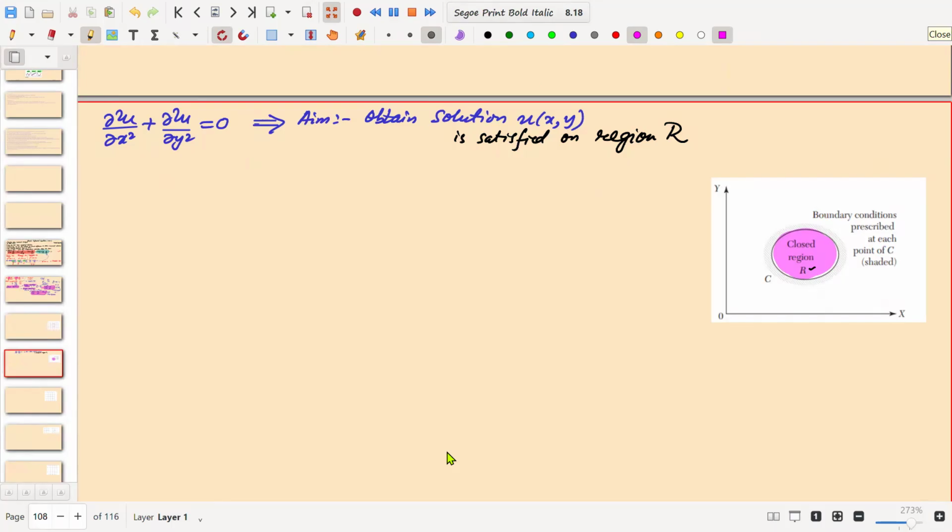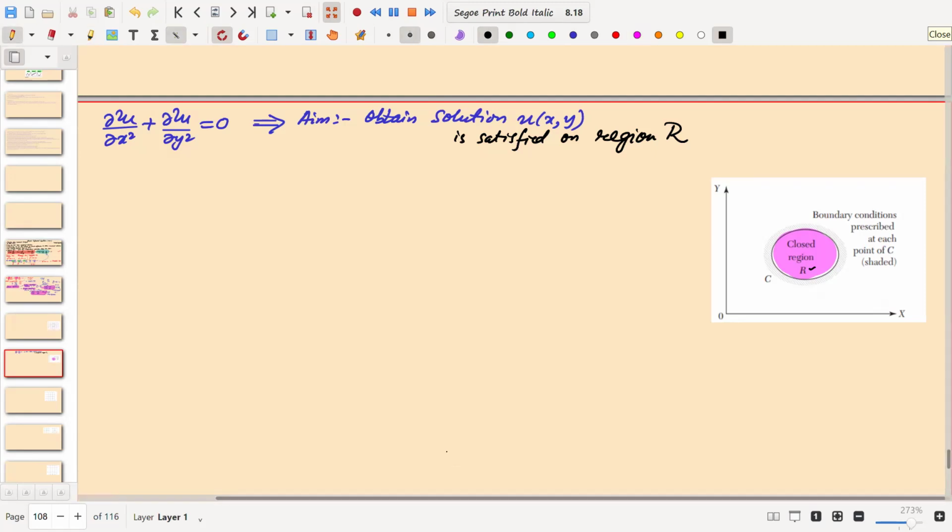And what is the boundary? The boundary is the boundary condition given to you in the problem. The boundary of the region gives the boundary conditions. You will be given the PDE and you will be given the boundary conditions, and your job is to find the solution inside the region bounded by that boundary. Got that idea?